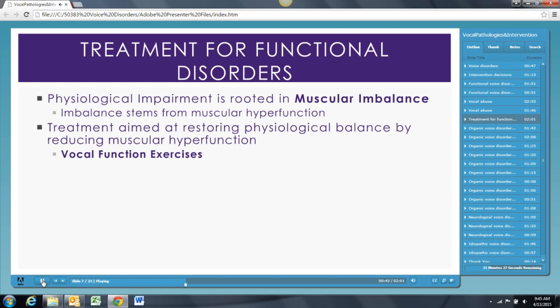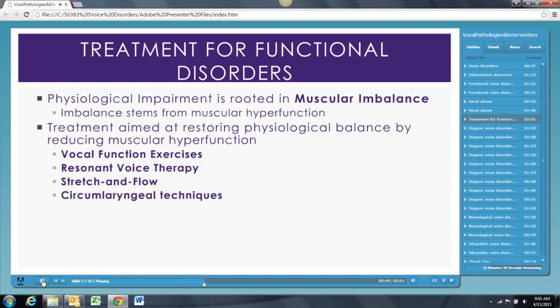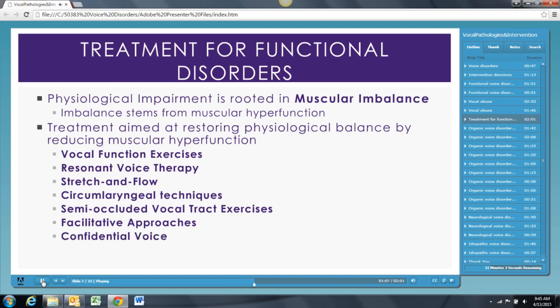Vocal function exercises, resonant voice therapy, stretch and flow voice therapy, circumlaryngeal techniques such as massage or laryngeal reposturing, semi-occluded vocal tract exercises. There are a number of other techniques that might be attempted. Facilitative approaches have been described in detail by Boone and colleagues, and also the use of what's called the confidential voice, which is a pattern of low volume, soft phonation that reduces the collision forces experienced by the vocal folds during phonation.